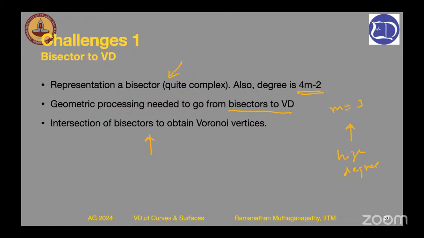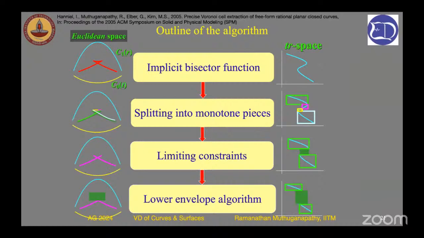So let me try to address some of them, starting with the first one, and then we'll slowly move on to the next one. One of the algorithms that we developed quite a long time back, whose details you can see here, was an SPM paper in 2005. We came up with an idea on how to process a bisector so that you can end up in the Voronoi diagram. I'll go through the details a little bit, not in greater detail.